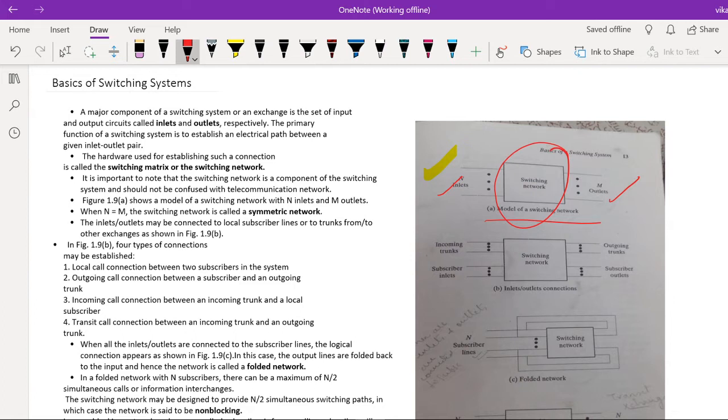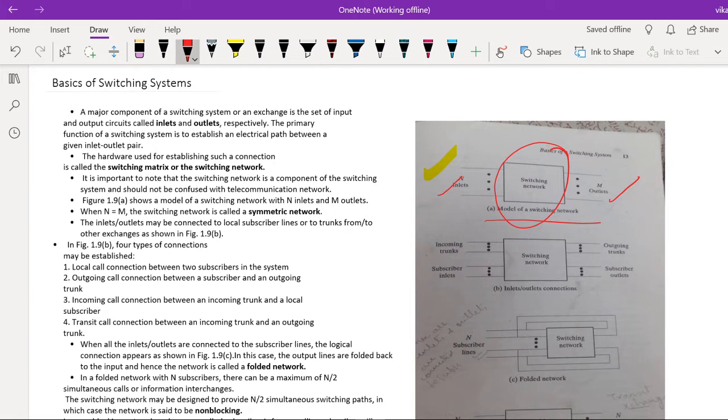And students, it is very important for you to understand that the switching network is a component of the switching system and should not be confused with the telecommunication network. So this is the basic switching system having n inlets and m outlets. For any connection to be established between subscribers, n inlets are connected with m outlets, right? And what is the primary function of the switching system? To establish this electrical connection between a given inlet-outlet pair. The subscriber who initiates the call would be at the inlet, and the subscriber for whom the call is destined would be at the outlet.